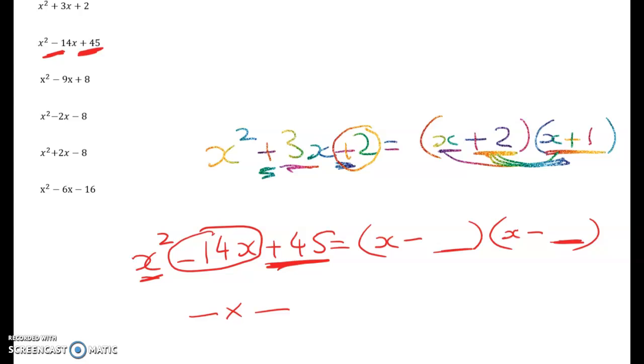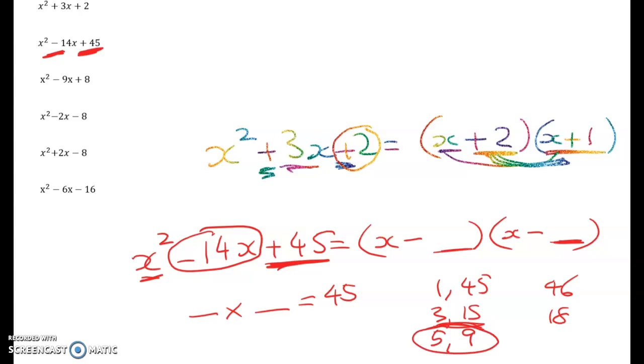So two numbers that multiply to give me 45. Well, what could they be? Well, I've got 1 and 45, 3 and 15, 5 and 9. So hopefully you see how useful your basic facts are, right? So if I take 1 and 45, they're going to add up to give me 46. These are going to add to give me 18, so they're not going to work. The pair that I want are the 5 and 9. So it's going to be take away 5 and take away 9. And we can check that back, and that's going to work fine.